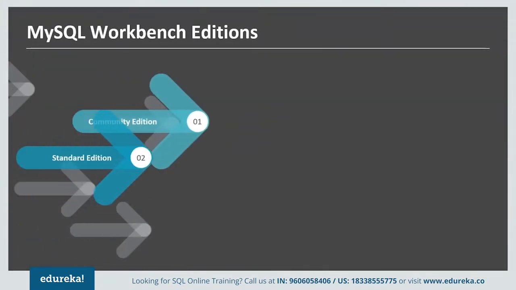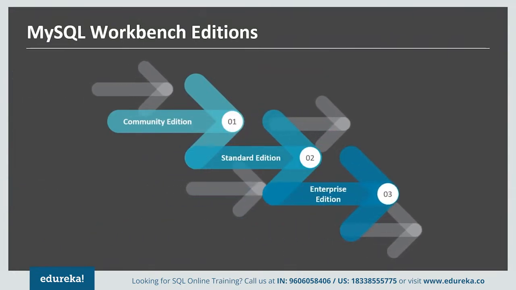Now, apart from the functionalities, let me mention over here that there are basically three types of editions in Workbench. That is basically the Community Edition, the Standard Edition, and the Enterprise Edition. The Community Edition is freely available from MySQL's official website, and the Standard Edition is basically a commercial version that builds on the Community Edition by adding enterprise features such as schema and model validation and the generation of database models.